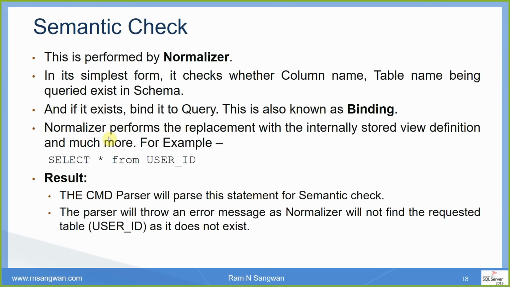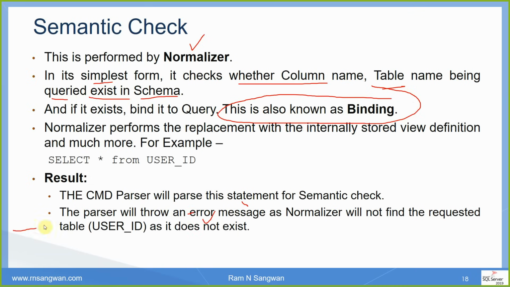Then we have the semantic check. This is performed by the normalizer. In its simplest form, it checks whether the column names and table names in the queries actually exist in the schema. And if they exist, it binds them to the query. This is also known as binding. So the semantic check is the normalizer binding the column names with the objects we have. The normalizer also performs the replacement of the internally stored view definition and much more.